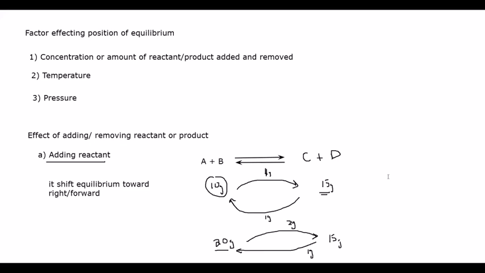So, the effect of adding or removing a reactant or product. The first one is if we are adding a reactant. Now, the second part of this: what will happen if we remove the reactant? For a reversible reaction, we have both reactant and product. The reactants are forming a product and the product is decomposing, forming back the reactant.